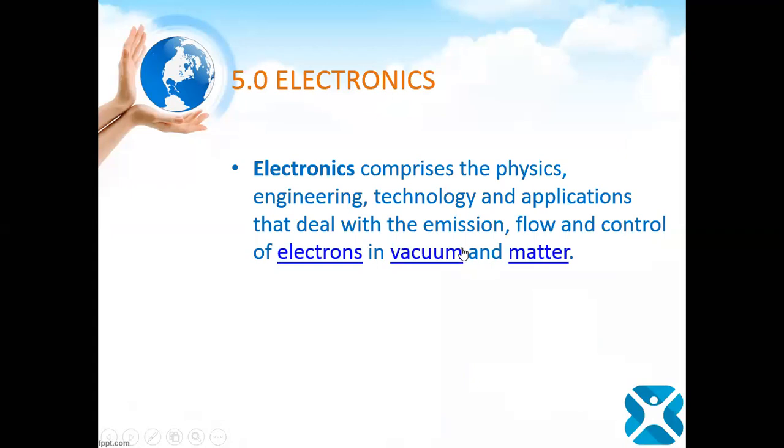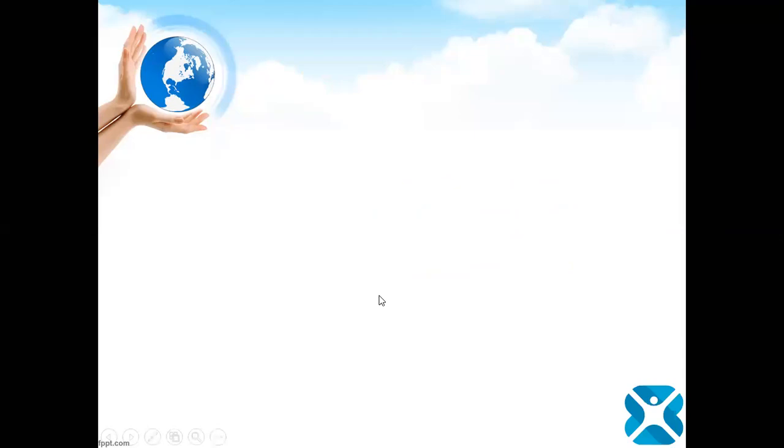What does vacuum mean? You guys, can you tell me? No gravity. Yeah, there is nothing. Okay, there is no air, there is nothing. So vacuum means that. But still there are going to be electron flows there. So electronics deal with such kind of things. Comprises means like includes or consists of. Okay, so let's continue.